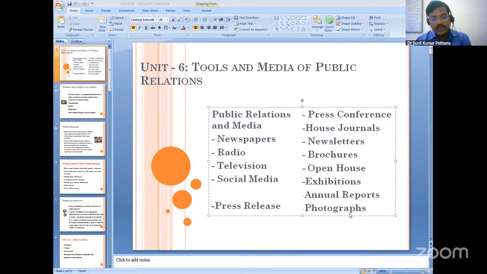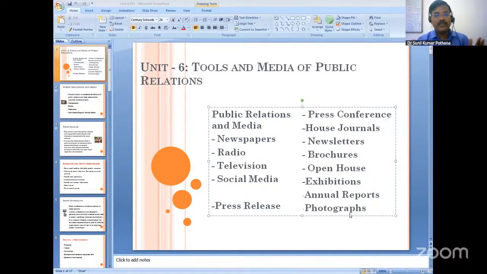Now, another major medium is radio. Radio is an audio form, a waveform audio medium. In radio we know news bulletins, radio talks, radio features, and radio documentaries related to the news.